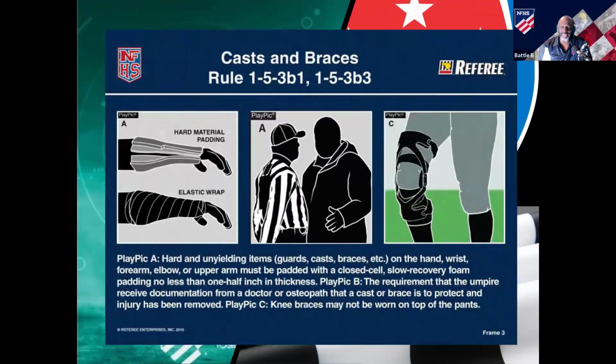Hard pads, this is illegal. You can't have a brace above the outside of your pants. Any hard surfaces on the arms have to be wrapped with a half-inch thickness. And umpire, that's your job to check all of that. But yeah, anything hard on you has to be padded so it won't cause an injury.